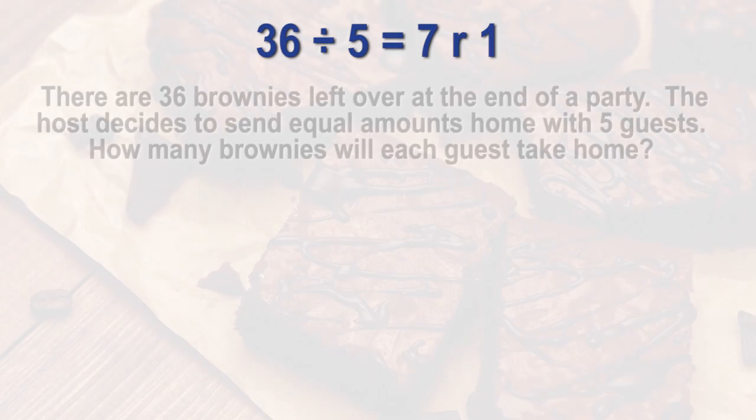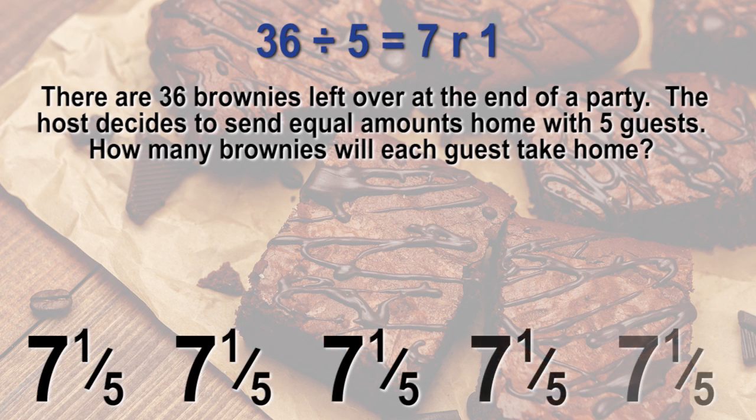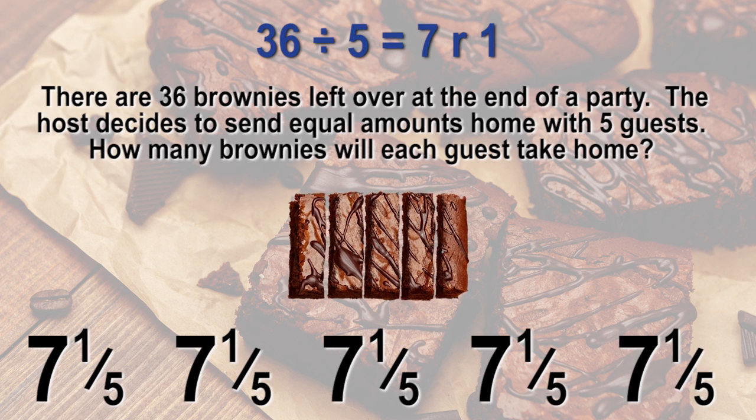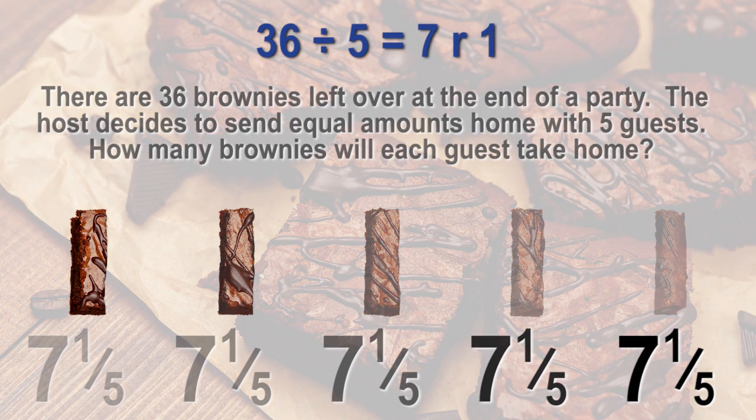There are 36 brownies left over at the end of a party. The host decides to send equal amounts home with 5 guests. How many brownies will each guest take home? In this scenario, each guest would take home 7 1/5 of a brownie. Brownies are something that can be cut into smaller pieces and easily shared in fractional sizes. Not all things can be cut into smaller pieces. In this situation, the remainder is written with the quotient in fractional form.